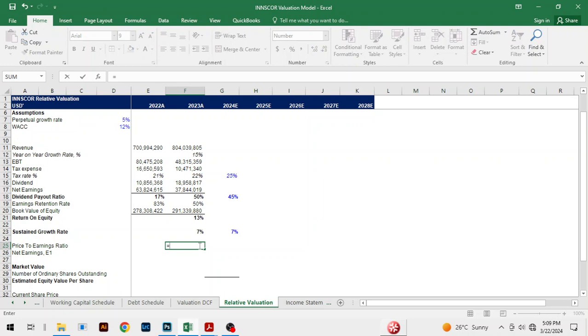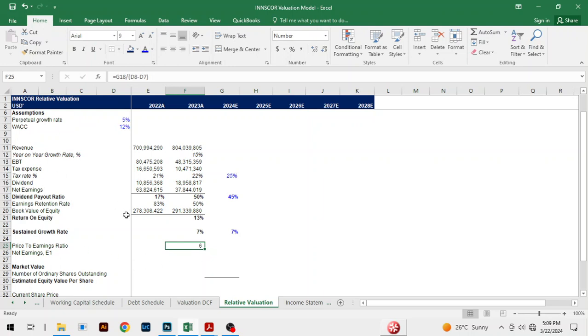So the way I'm going to do that is I'm going to take the expected dividend payout ratio, and I'll divide it by WACC, or discount rate, minus the perpetual growth rate there. Okay, and that will give us 6%. That will give us 6 times, okay, our price to earnings ratio there.